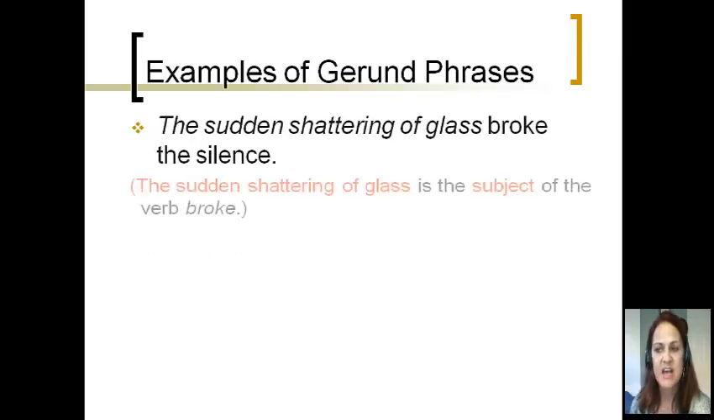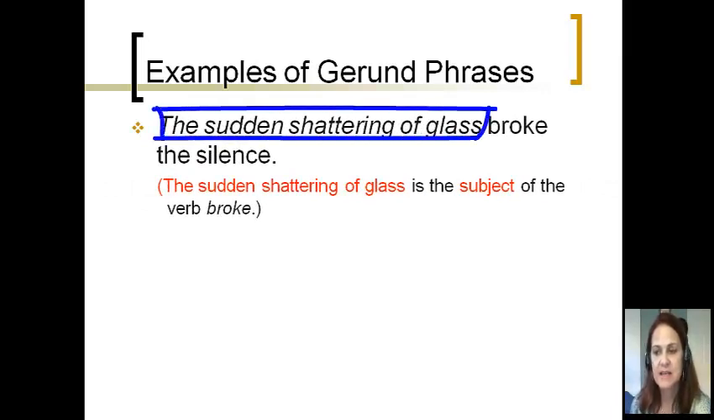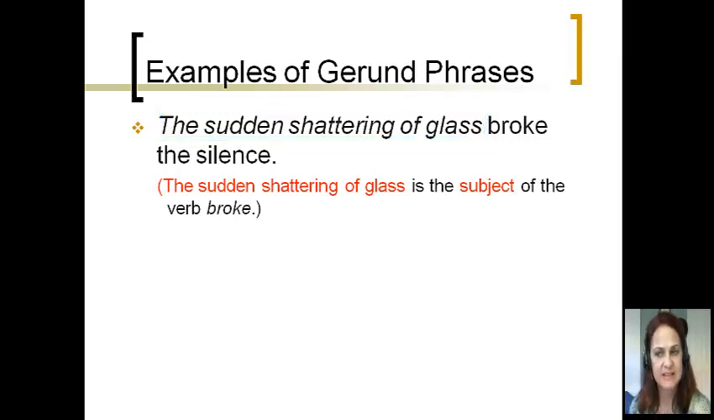The sudden shattering of glass broke the silence. Okay, let's analyze this sentence. Shattering is my gerund. My gerund phrase is the sudden shattering of glass. And in this sentence, that is functioning as one noun, or the subject of the sentence, the subject of the verb broke. So the shattering of the glass is the subject of the verb broke.